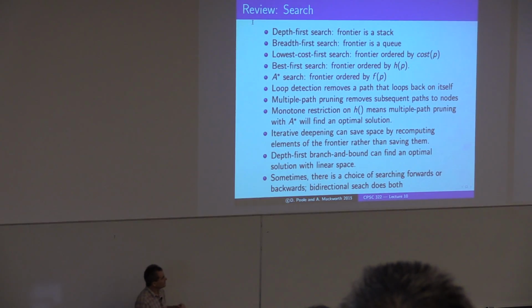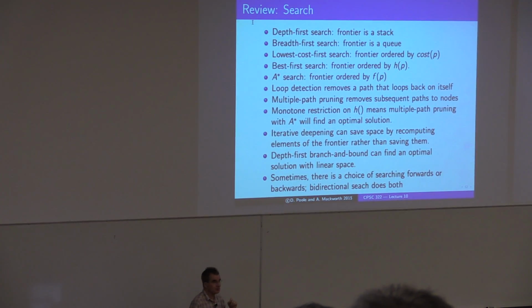Then there are two techniques we used for reducing the search. One is loop detection, which removes a path that loops back onto itself, and the other is multiple path pruning, which removes subsequent paths to nodes. For A star, we had a restriction on h called the monotone restriction: if the heuristic function follows that, A star will find an optimal solution even with multiple path pruning.